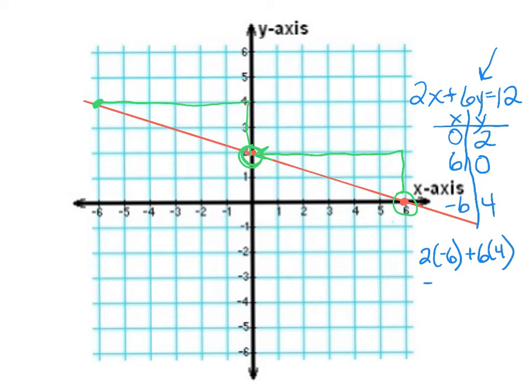2 times -6 gives me -12. 6 times 4 gives me 24. And -12 plus 24 does equal 12. So that is a correct equation. Remember, one other thing is to put arrows on the end of each. Not 100% important, but it is good to do that.